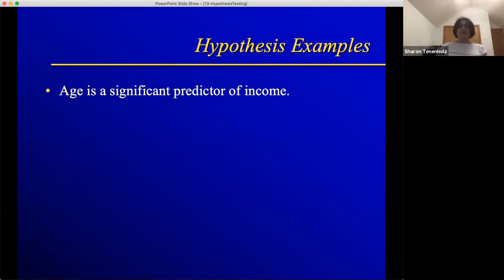So the first one, age is a significant predictor of income. What do you think here? Is this directional or non-directional? Let's start with that.